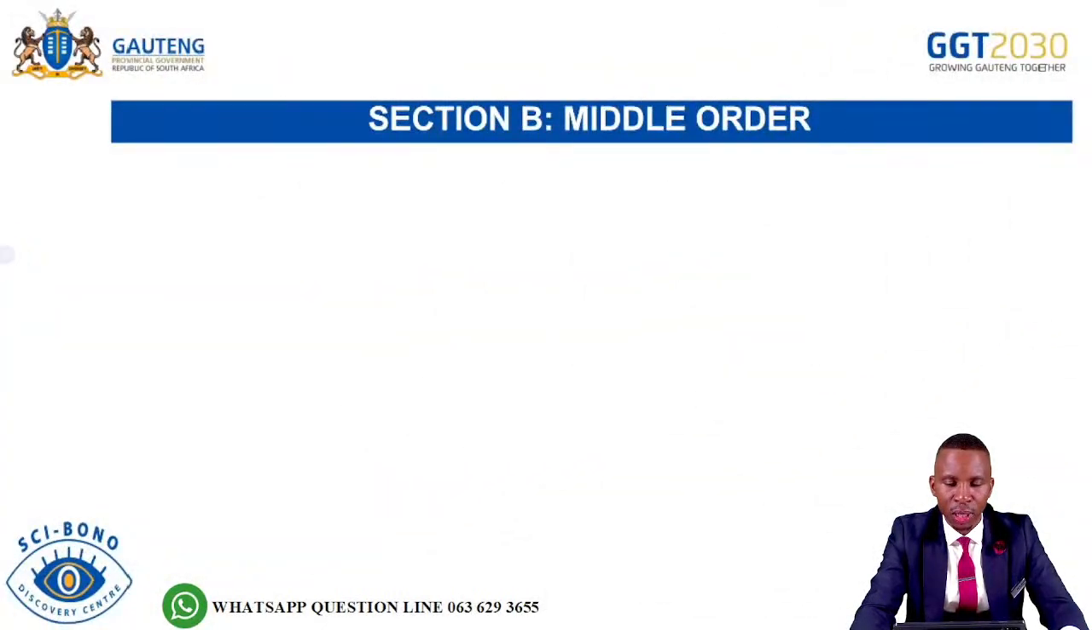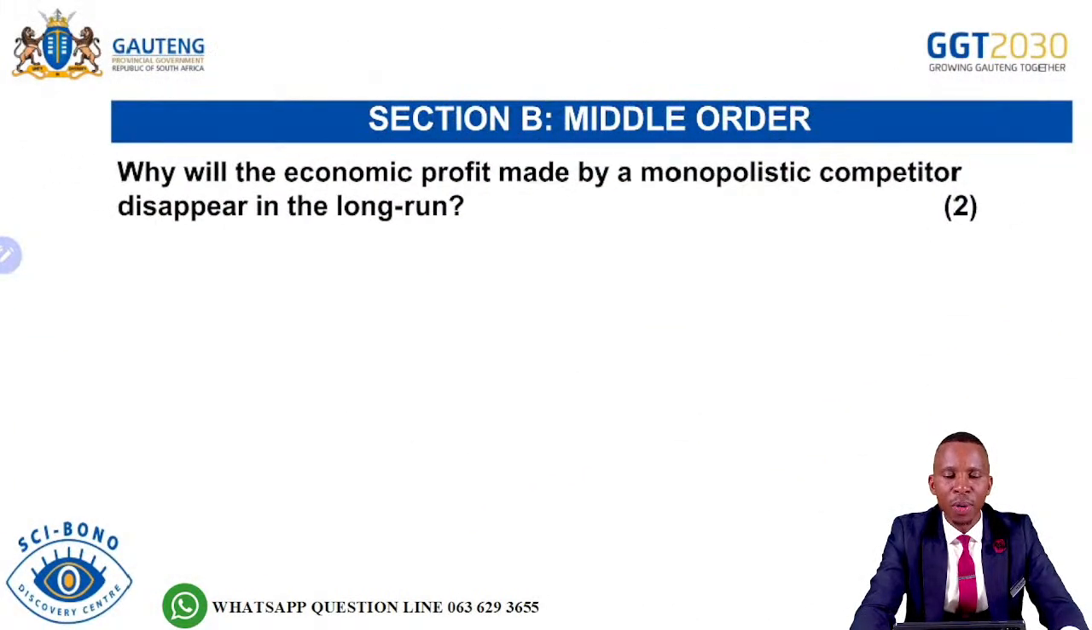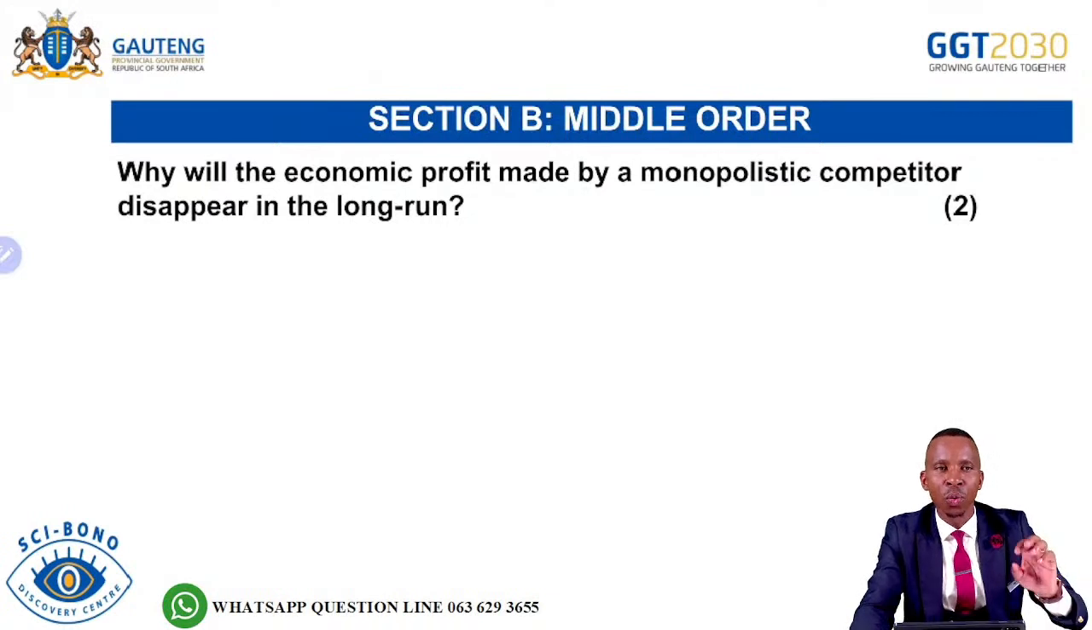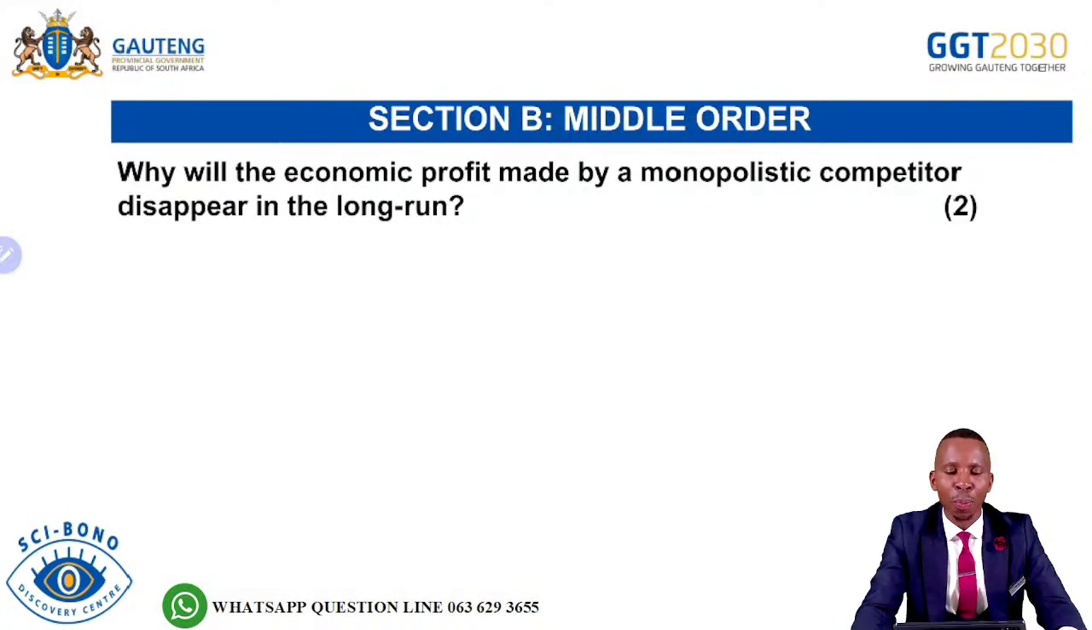And then we continue with the middle order. Why will the economic profit made by a monopolistic competitor disappear in the long run? Now you need to go straight and provoke your mind. In monopolistic competition there's free entry for businesses. There are no barriers to entry. So new firms are free to enter the market while existing firms are free to leave the market. In that case, as the market is more accessible to new firms, firms can enjoy their supernormal profit or economic profit in the short run.